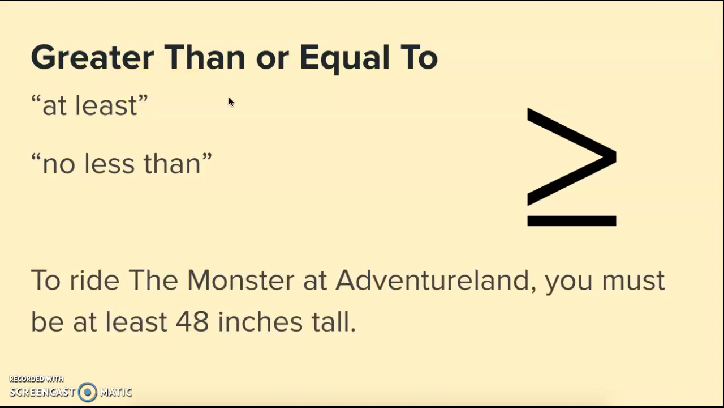An example is, to ride the monster at Adventureland, you must be at least 48 inches tall. Let's think through that. If you are 48 inches tall, can you go on the ride? Yes, because you have to be at least. That's the lowest you can be. If you are 48 inches, you can go on the ride. That's the equal to part. It can be equal to 48. Otherwise, it has to be greater than 48. So if you're 50 inches tall, you can ride the monster. If you're 60 inches tall, you can ride the monster. But if you're less than 48 inches tall, so if you're 40 inches tall, you cannot ride the monster. So our inequality would be H is greater than or equal to 48.